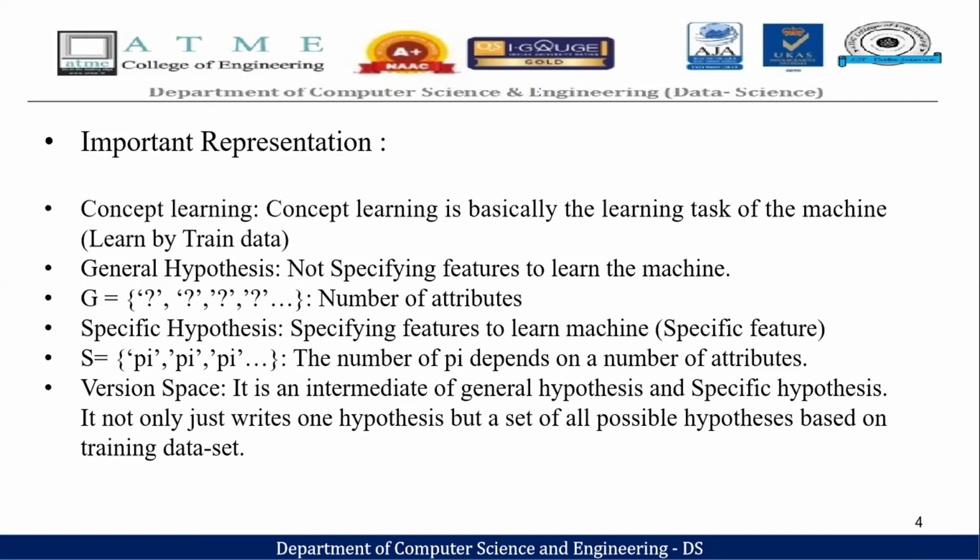Before getting into the example, first we will try to understand the basic representations of this algorithm. Here we have the general hypothesis, which we represent using the question mark symbol, and the question marks signify the number of attributes. The specific hypothesis is represented with a null value, similar to the Find-S algorithm. And what is version space? It is an intermediate between the general and the specific hypotheses, and it has both the spaces.